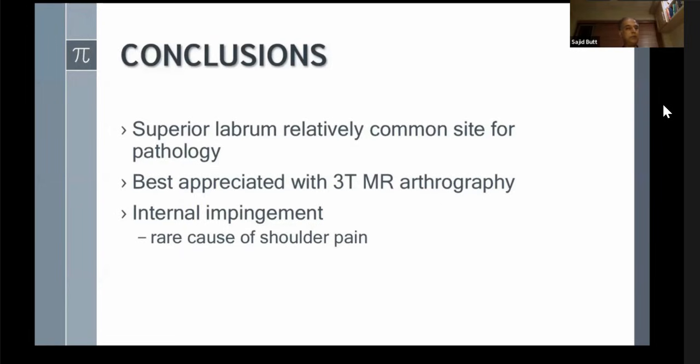The internal impingement is a rare cause of shoulder pain. I've shown you the posterior-superior internal impingement and the anterosuperior internal impingement, and you need a good history to make that diagnosis. I'm going to stop here and hand over back to Sami Khan.